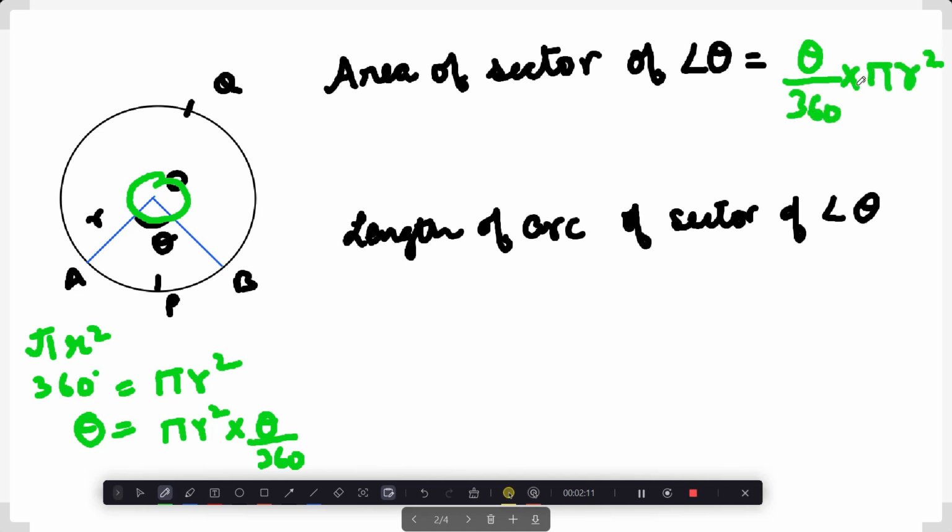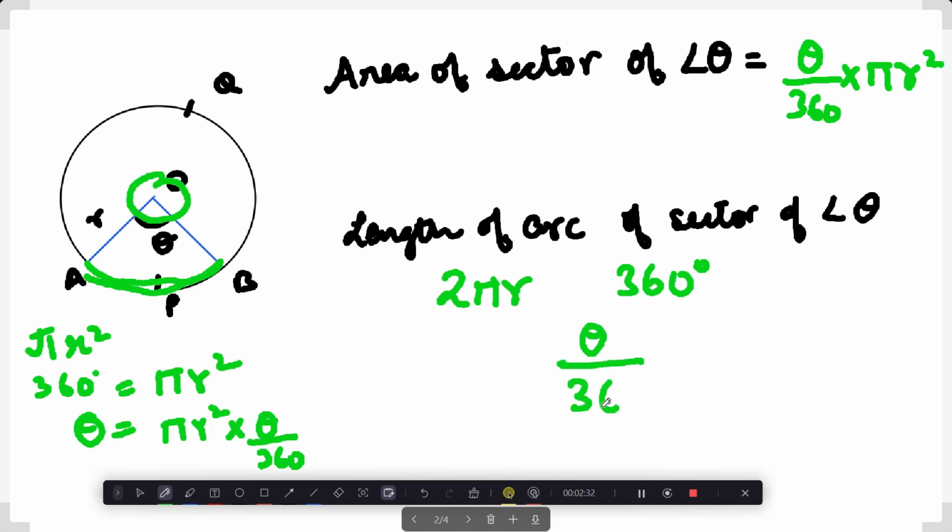Now if area is like this, then what is the length of this arc? It's again a portion of the entire circumference. The entire circumference is 2 pi r, which is for 360 degrees. So when the angle is theta, it will be theta by 360 into 2 pi r. Right?